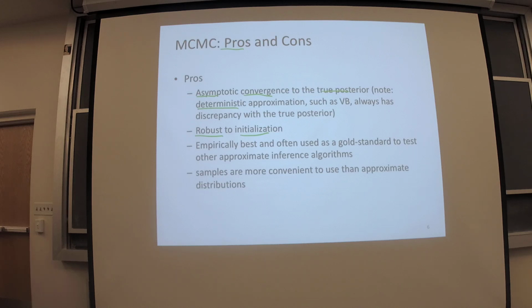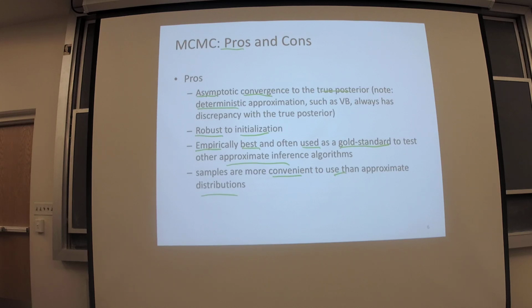And empirically, Markov chain works the best and is often used as the gold standard to test other approximate inference algorithms. As long as you have enough time and enough computational resources, you can use Markov chain sampling. You almost always get better results than other approximate inference methods. That's why, when I invent a new approximate inference algorithm, we usually need to compare with some Markov chain sampling algorithms. And also, samples are more convenient to use than approximate distributions.